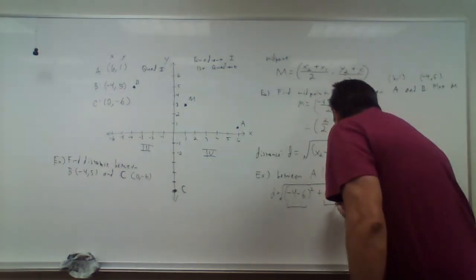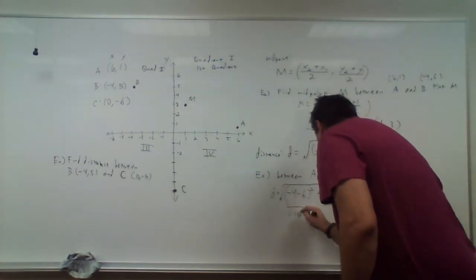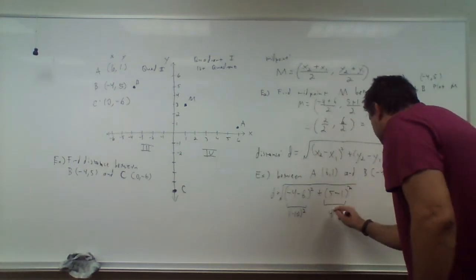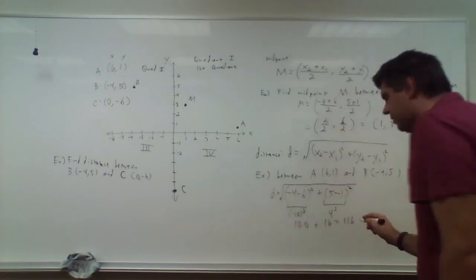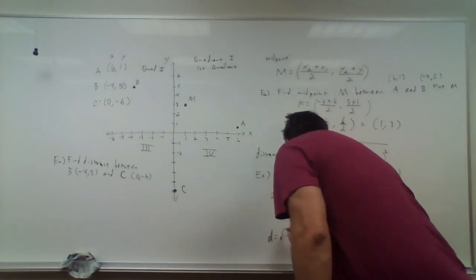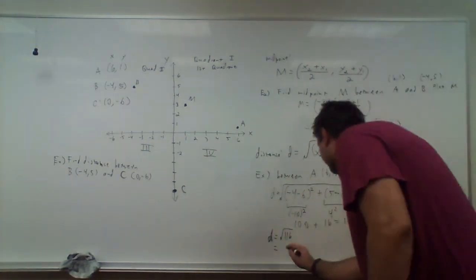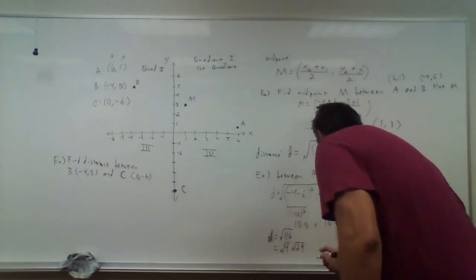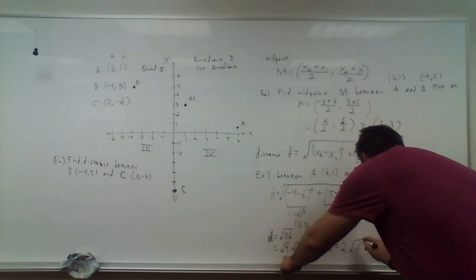Okay? I'd go ahead and do this part first without the radical in the way. So this is going to be -10. This is going to be 4 squared. So that's 100 plus 16 is 116. Okay? So D equals the square root of 116. Well, 116 is divisible by the perfect square 4. So 116 divided by 4 is 29. Okay? So D equals the square root of 4 is 2 times the square root of 29.